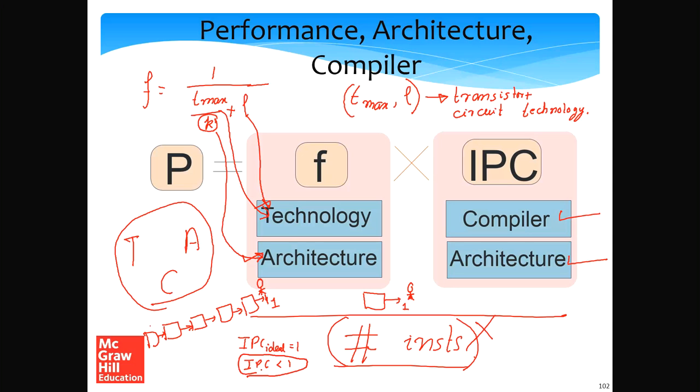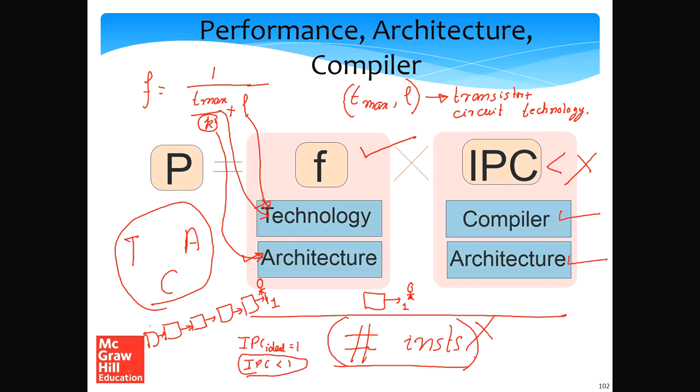So we need to stop. We can't process every instruction in one cycle. We have dependencies. So the number of instructions remains the same. It cannot be a factor. IPC decreases. So it definitely cannot be a factor. The only factor that is responsible for increasing performance is frequency, right?